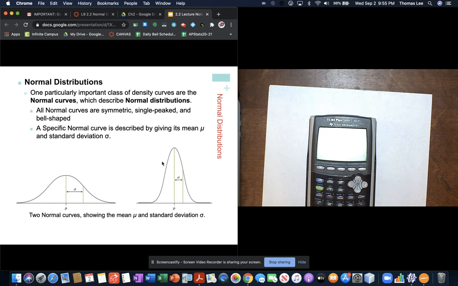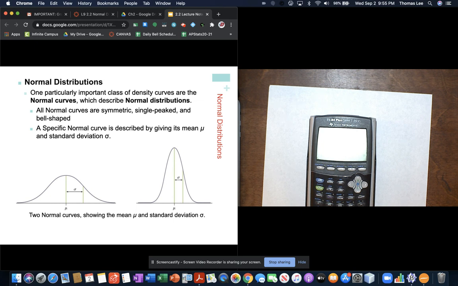whether it's tall and very narrow, or shorter and very wide, with a much wider spread or a very narrow spread. In general, when we're talking about a normal curve, it has parameters of the mean and the standard deviation. The mean is the capital Greek letter mu, and the standard deviation is the lowercase Greek letter sigma.